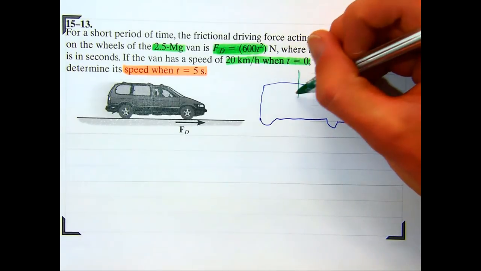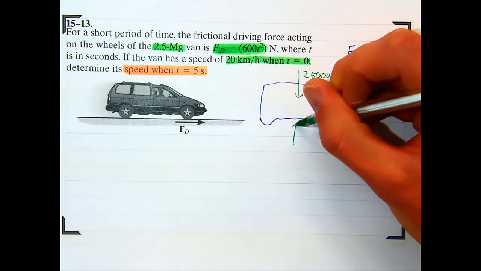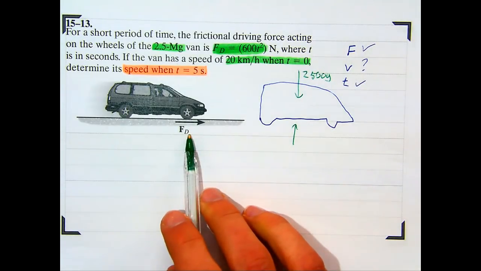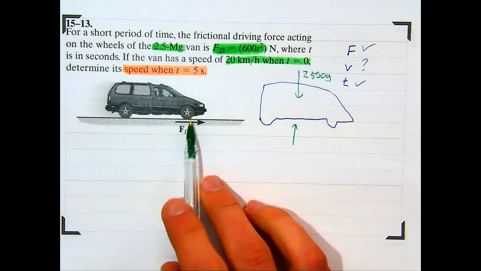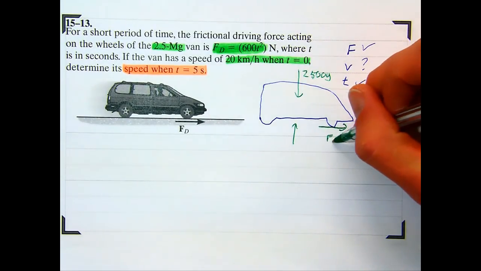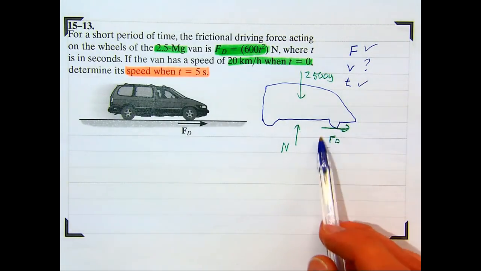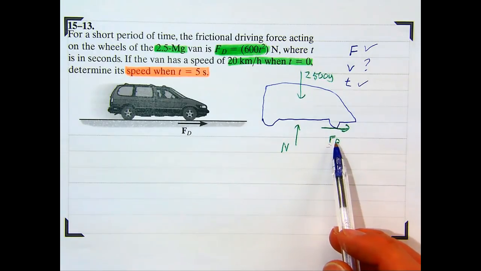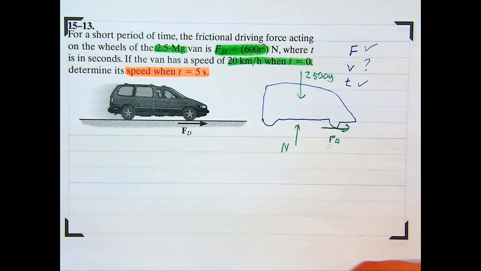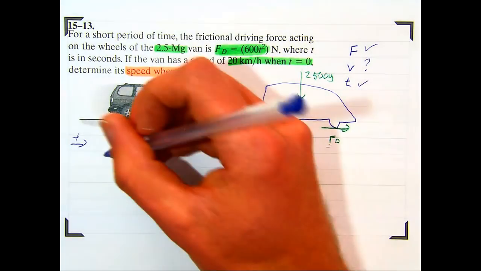There would be weight acting down, the normal force acting up, and then the driving force being developed by the tires. That would be in the direction of motion. And those are the only forces on the free body diagram. Now we would like to use this force, which acts in the x direction, to find the final velocity in the x direction. So we use the equation for momentum and impulse in the x direction.